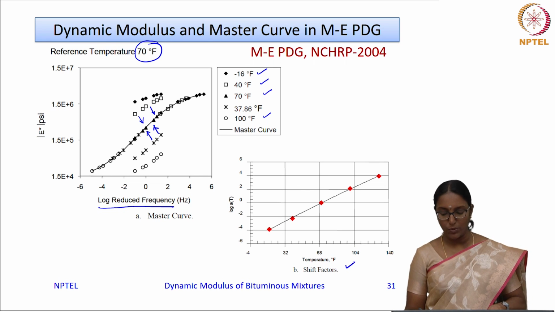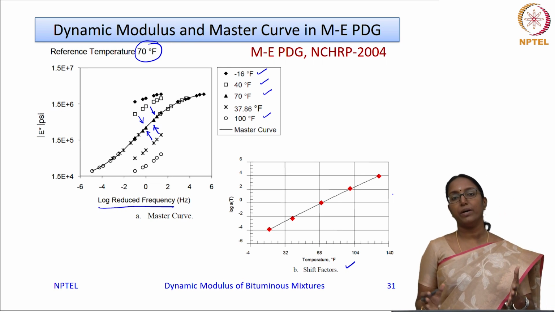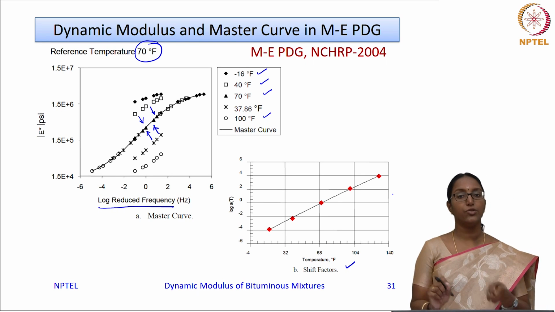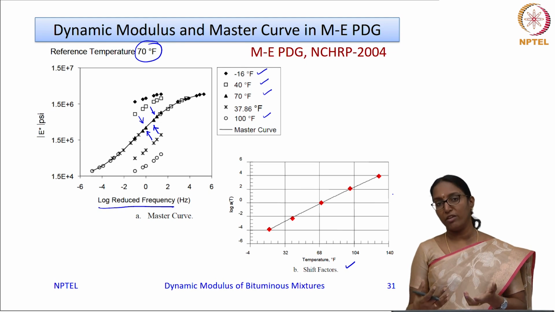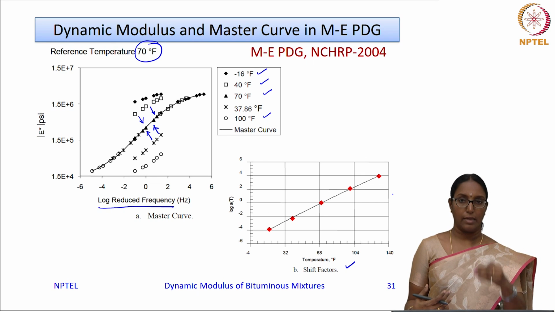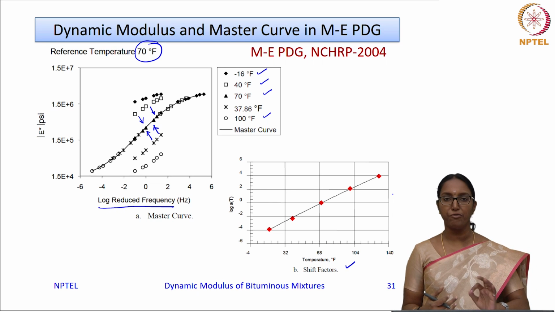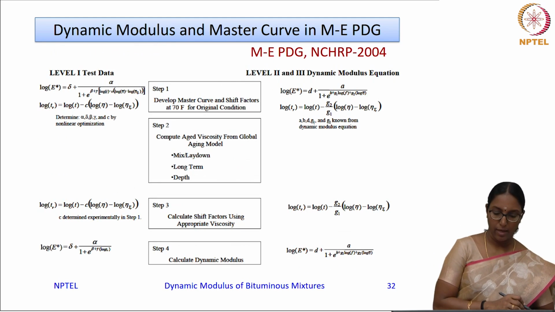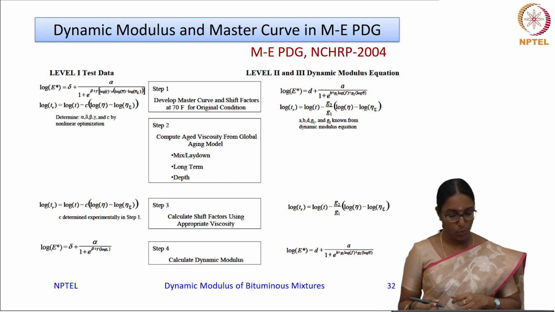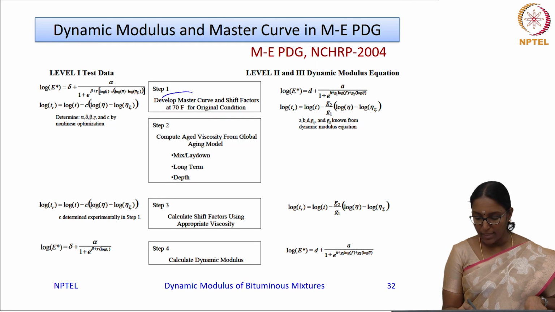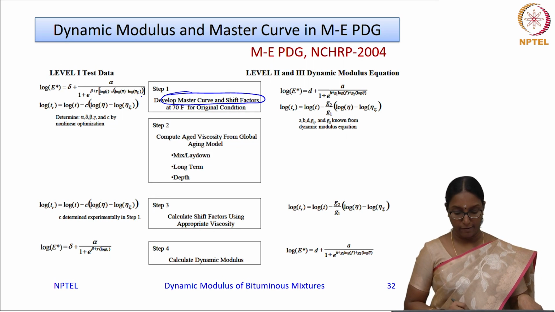and the various shift factors which are adopted for each of these temperatures are provided here. So, one can prepare a master curve, and it is this master curve which goes into the MEPDG analysis, so that for any loading frequency or any temperature that is encountered in the analysis, the corresponding dynamic modulus value can be taken from this master curve. This is how the MEPDG methodology works: you have to develop a master curve and the shift factors for the reference temperature of 70 Fahrenheit, as they have suggested.